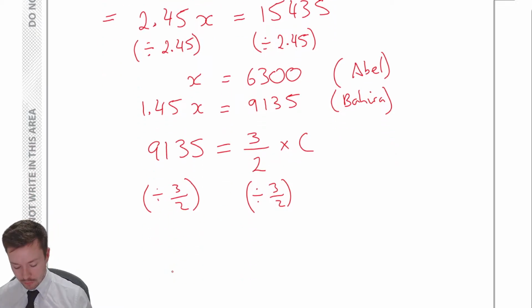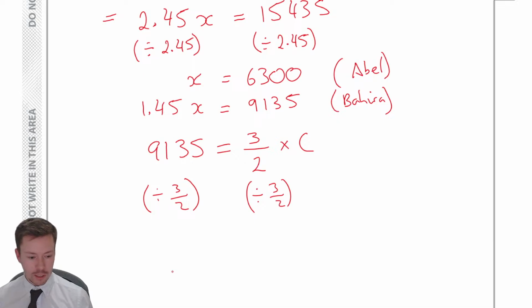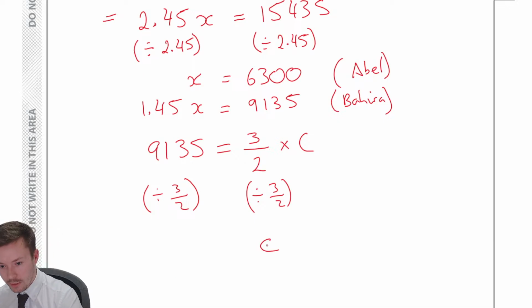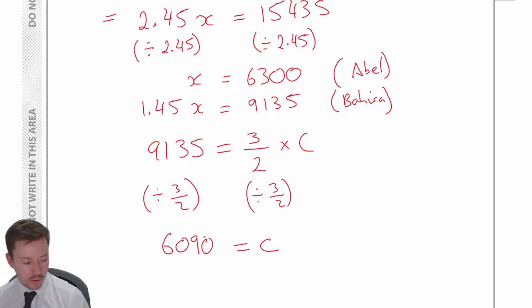Okay, so 9135 divided by, in brackets, although actually I don't think they're necessary, but I'm going to put it in brackets anyway. And then 6,090 is the amount for Chanda. Okay, so that's our answer.